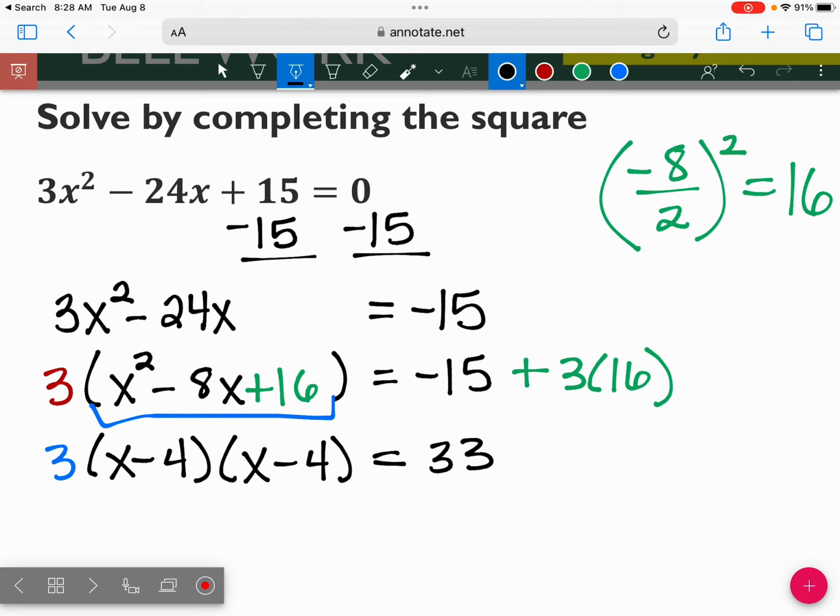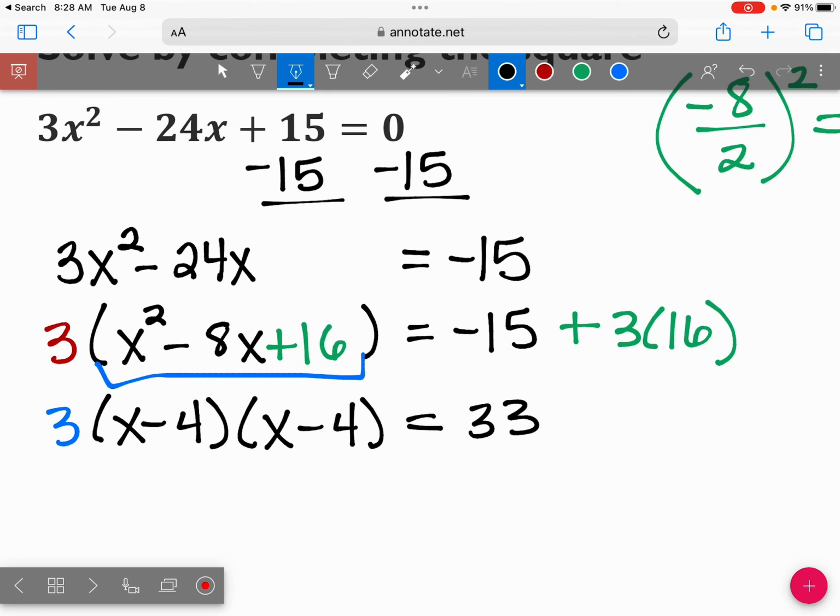Now in algebra or math, anytime we have something written twice, what's another way to write x minus 4 times x minus 4? x minus 4 squared. So that's how I'm going to write that. This is where this square is coming in. Okay, we're almost done. That's the hard part.